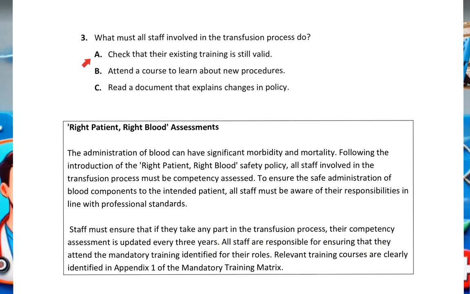So look, we have option A, check that the existing training is still valid. If it is still valid, that means it is updated. This is quite straightforward. But look at B, attend a course to learn about new procedures. You can easily rule this one out because there's no recommendation for learning something new here. Then C, read a document that explains changes in policy. This is also quite straightforward to rule out because they are not recommending changes in policy.